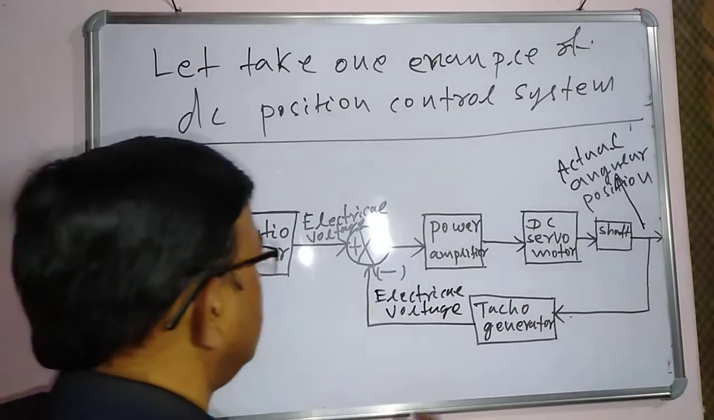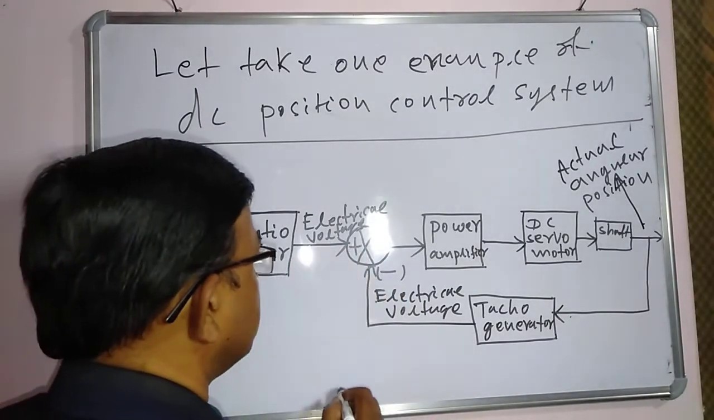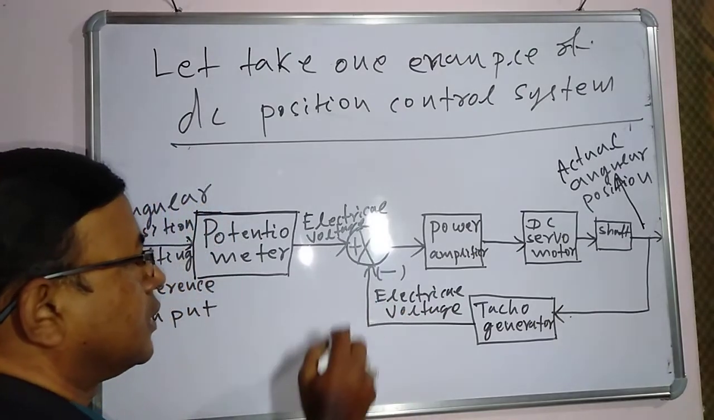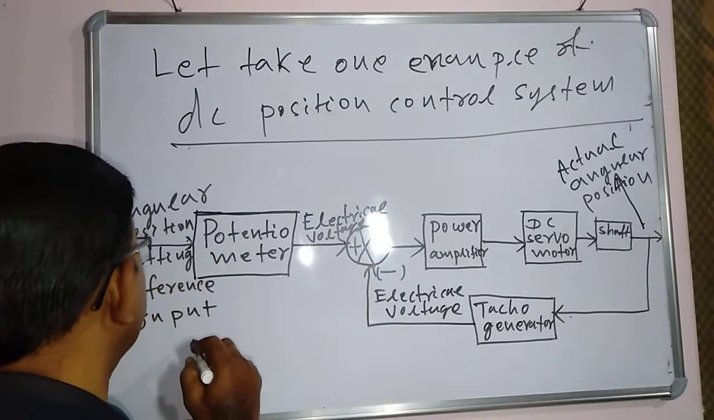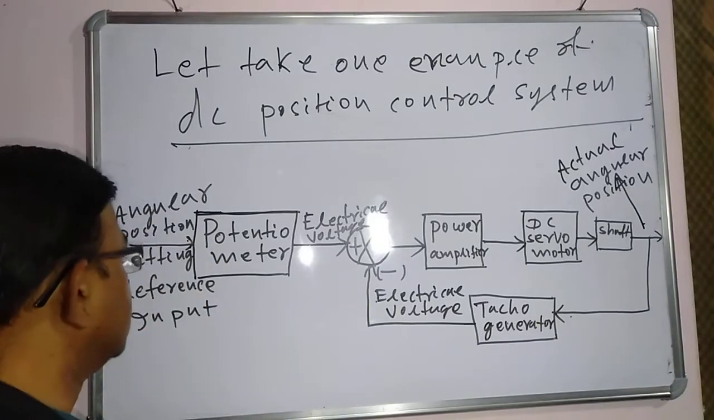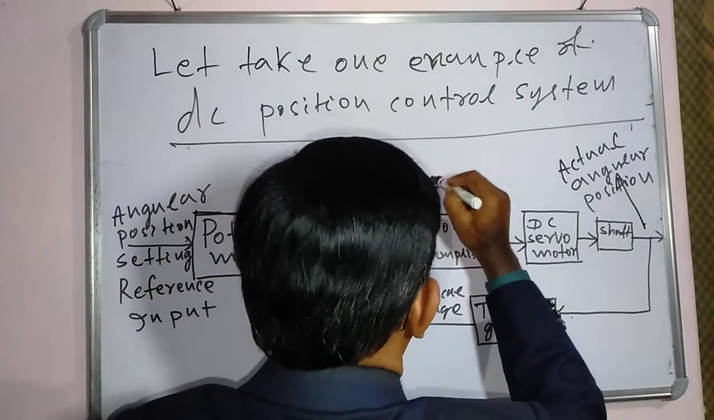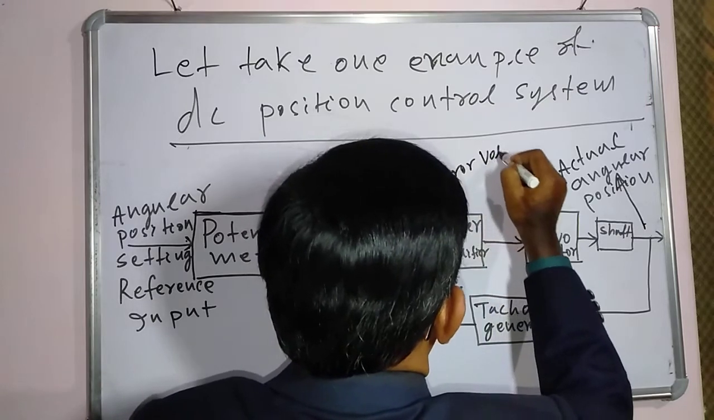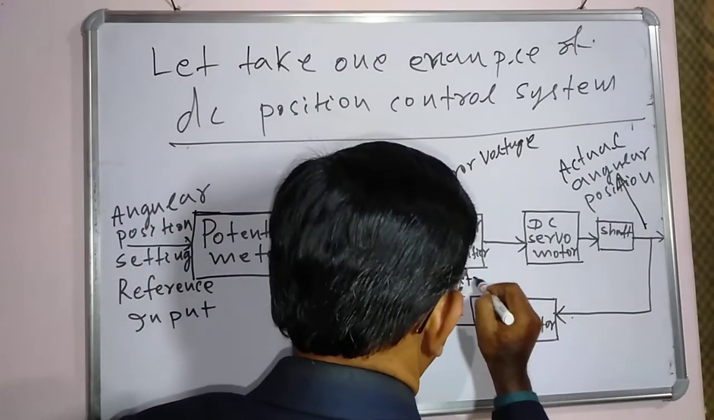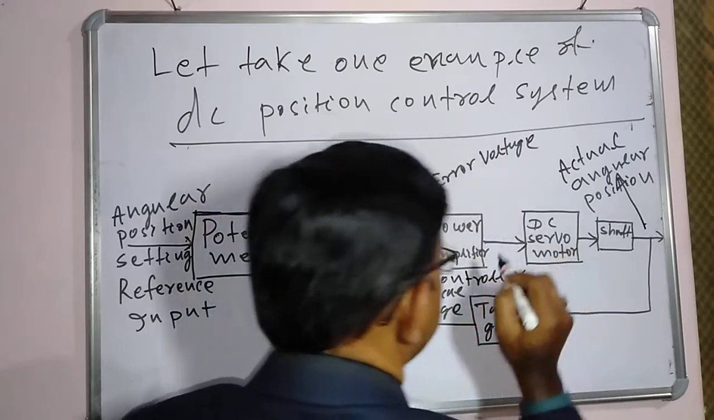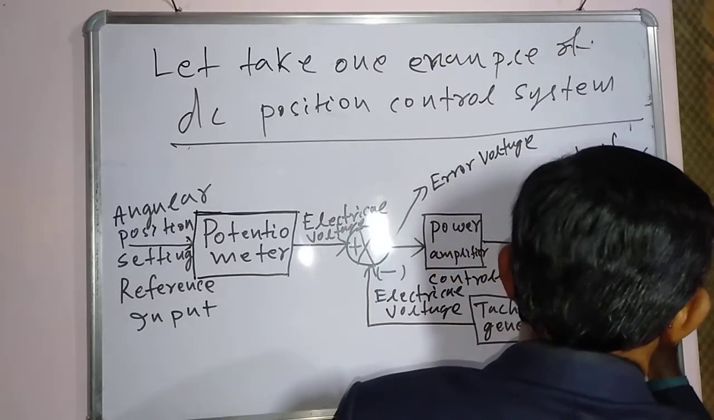It is fed to the comparator input, and this is the reference input. Both are electrical voltage. Therefore the comparator compares the reference input according to our angular position setting or command input and produces one error signal, that is your error voltage. Here the power amplifier acts as a controller, the DC servo motor acts as an actuator, and the shaft acts as the plant.